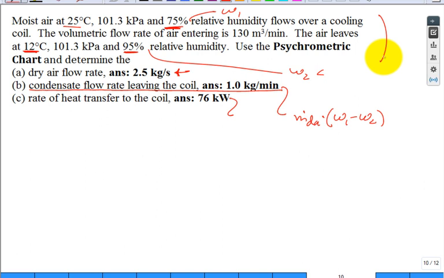But you have to be careful. When you're given a problem on an exam, ask: does it allow me or does it require me to use the psychrometric chart? Yes or no? And I go that route.